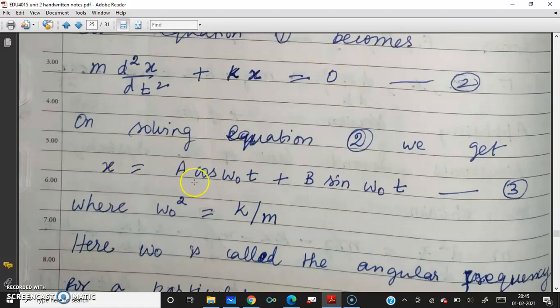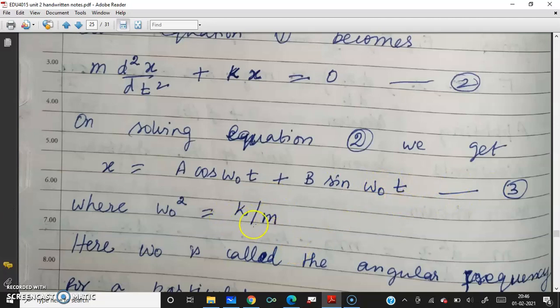So this is, you are getting as minus kx, d square, and you will get alpha plus or minus i beta form. Here alpha is 0 and beta is root k by m, right? If you solve it, you will get x equal to a cos omega 0 t plus b sin omega 0 t, where omega square is k by m.